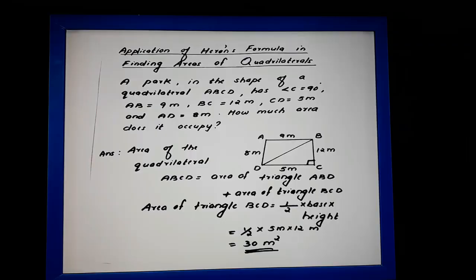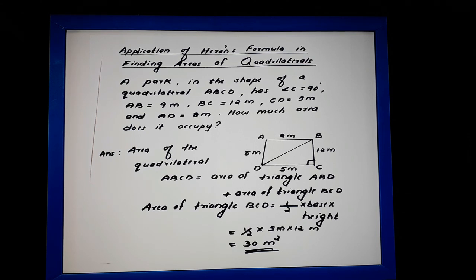Thank you. Notes of today's section: application of Heron's formula in finding the area of quadrilaterals. Among that, only one question you will have. A park is in the shape of a quadrilateral ABCD, has angle C equal to 90 degrees, AB is equal to 9 meter, BC is equal to 12 meter, CD is equal to 5 meter, and AD is equal to 8 meter. How much area does it occupy? So we are using Heron's formula to find the area of the quadrilateral.